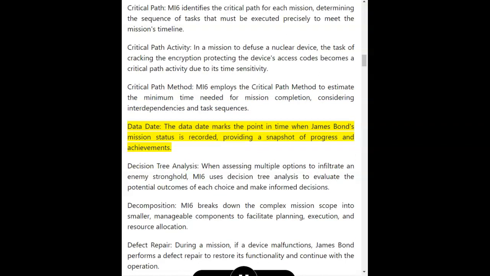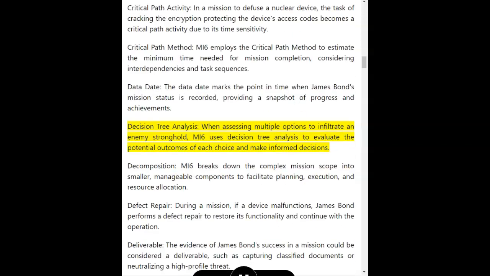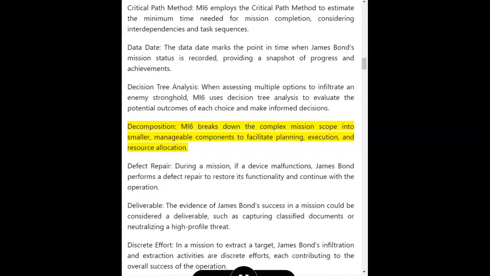Data date. The data date marks the point in time when James Bond's mission status is recorded, providing a snapshot of progress and achievements. Decision tree analysis. When assessing multiple options to infiltrate an enemy stronghold, MI6 uses decision tree analysis to evaluate the potential outcomes of each choice and make informed decisions. Decomposition. MI6 breaks down the complex mission scope into smaller, manageable components to facilitate planning, execution, and resource allocation.